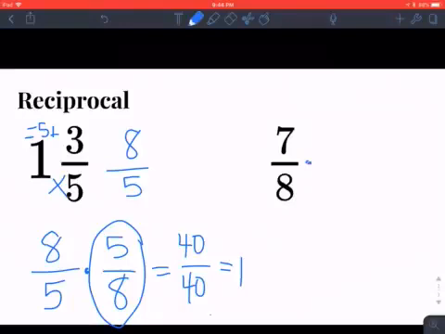And then we have 7/8. I apologize. If we have 7/8, we can flip it and make it 8/7. That would be our reciprocal. We get 56 over 56, which is really 1 whole. So for 7/8, the reciprocal would be 8/7.